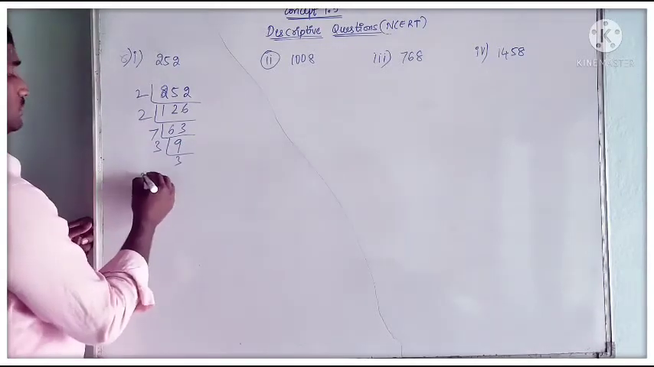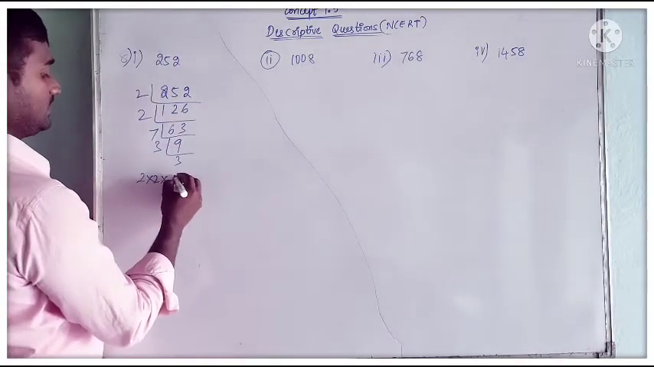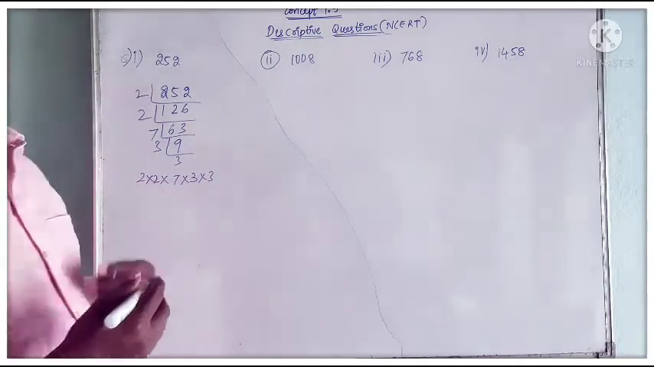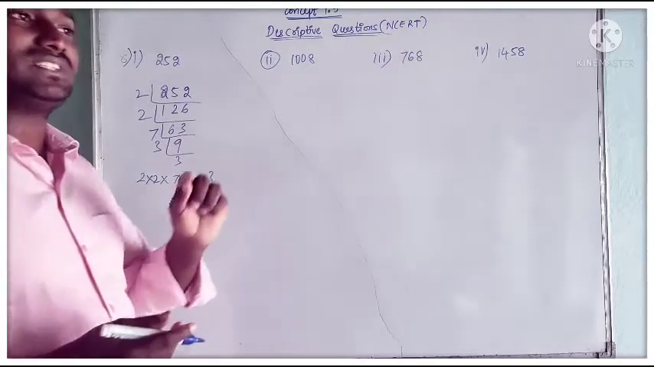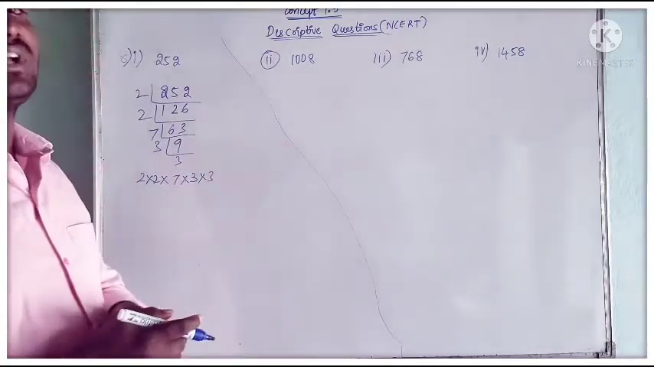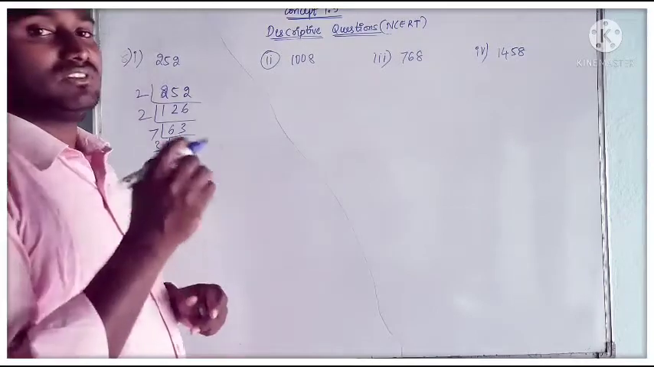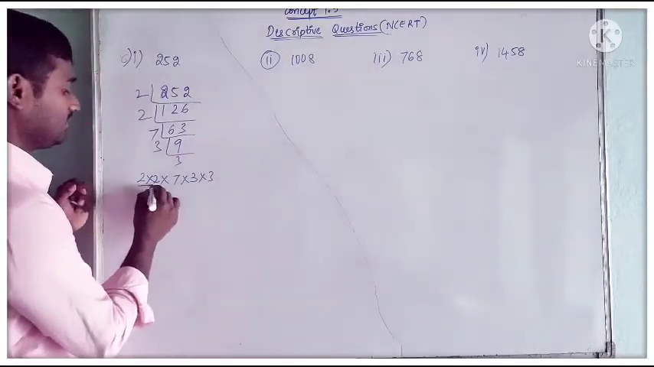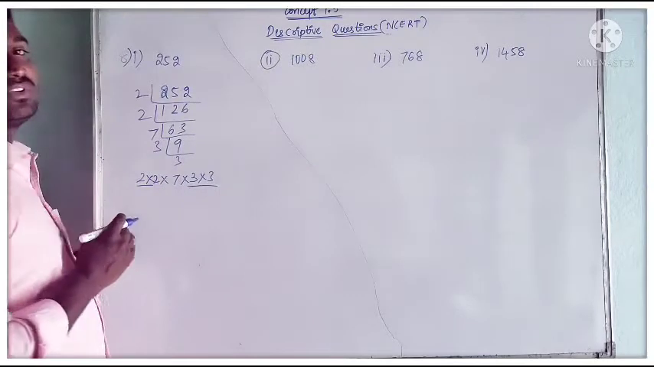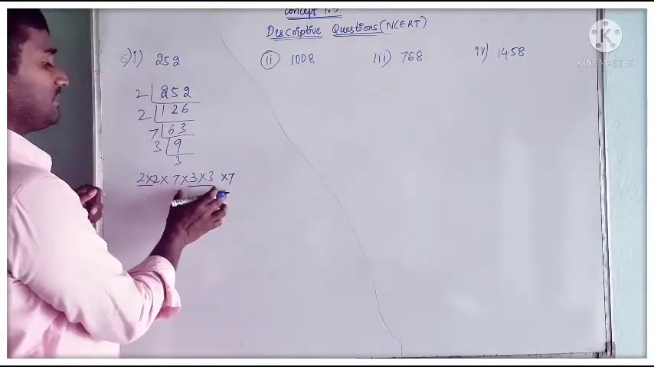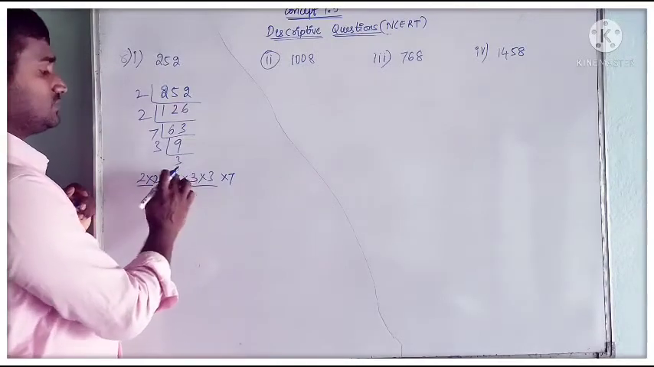So here, 2 into 2 and 7 into 3 into 3. To find the square root of a perfect square, we should take one number from every two similar factors. What is the prime number we have alone? 7. If you multiply this number by 7, it becomes a perfect square. So this becomes a pair.